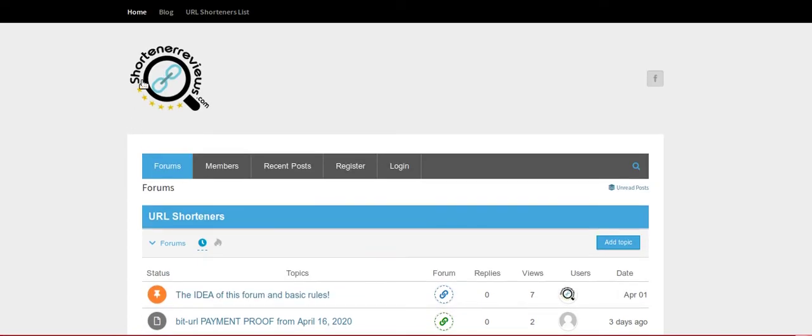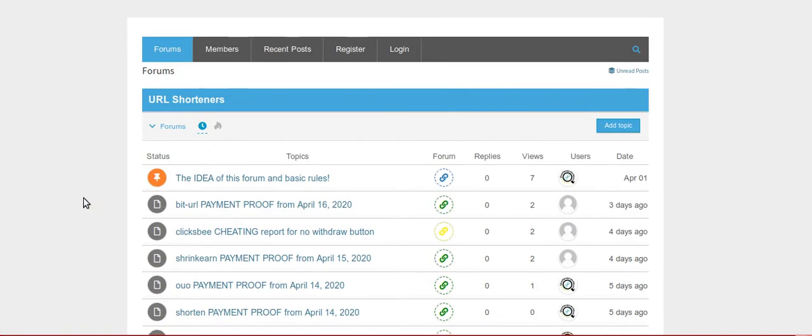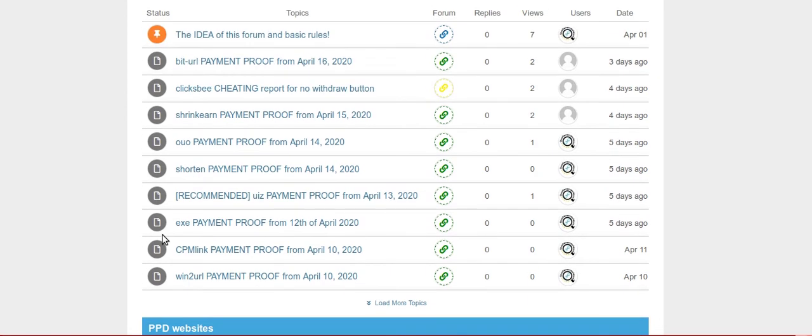This is the forum, shortenreviews.com. Register from this button and start posting your proofs.